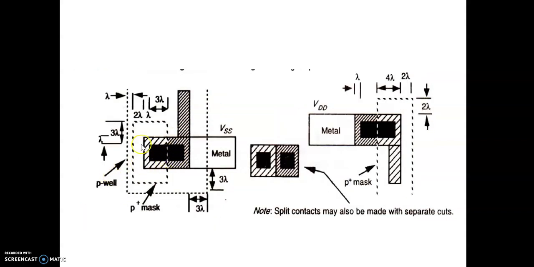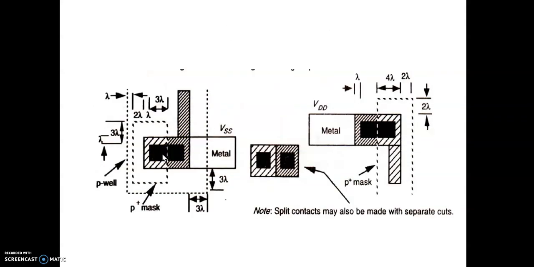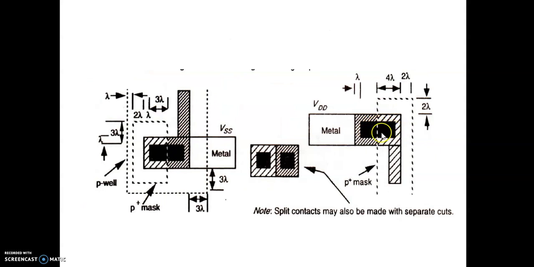It can be merged and single, because both of them are anyway connected to VSS. It can be shown together like this. Here also, because both of them are connected to VDD, it can be connected together and connected to VDD.